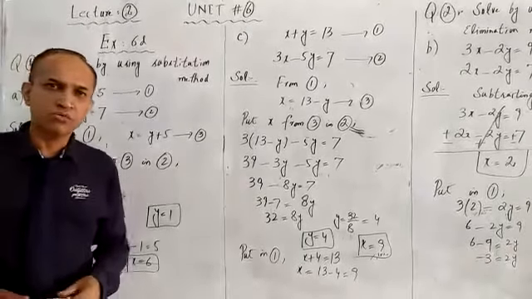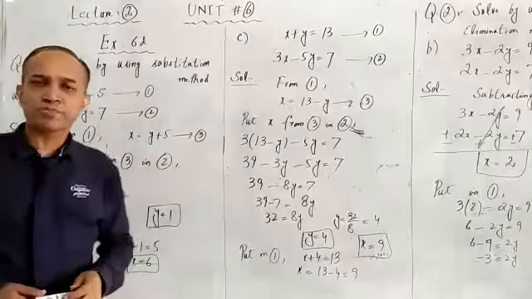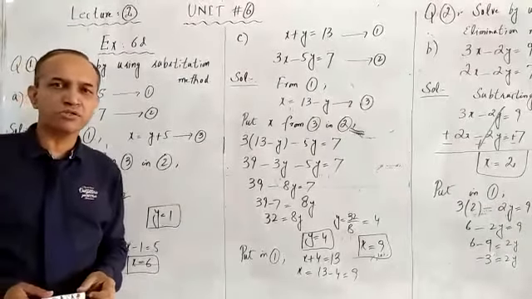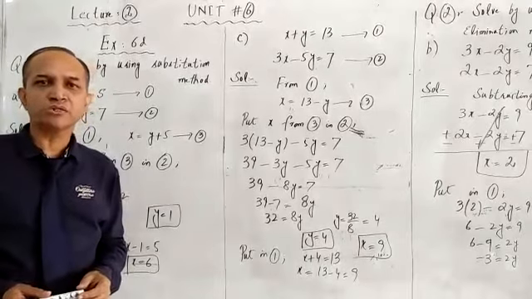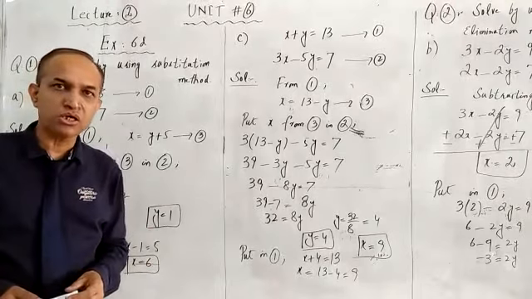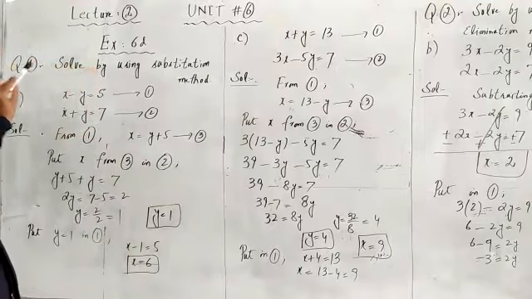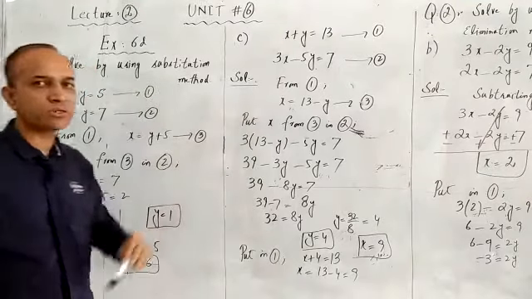Dear students, now we start exercise 6D. In this exercise, we are given two simultaneous linear equations, and we have to find the solution of these linear equations. So let's start. In question number 1, solve by using substitution method.